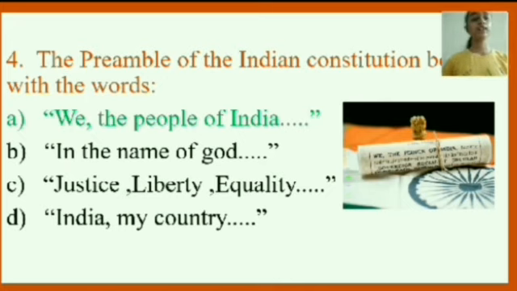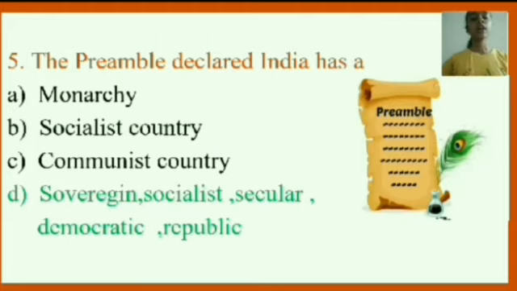The preamble of the Indian Constitution begins with the words option A we the people of India, option B in the name of God, option C justice, liberty, equality, option D India my country, and the correct option is option A we the people of India. The preamble declared India as option A monarchy, option B socialist country, option C communist country, option D sovereign, socialist, secular, democratic, and republic, and the correct option is option D.